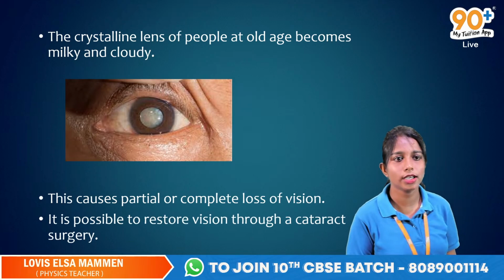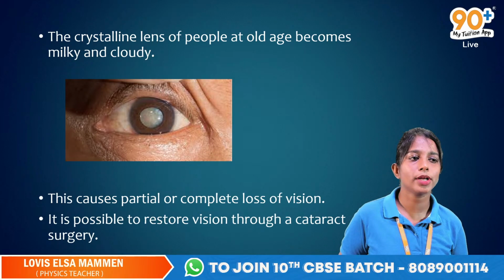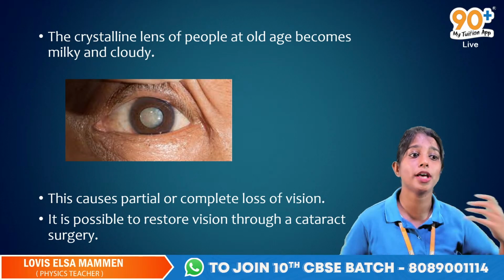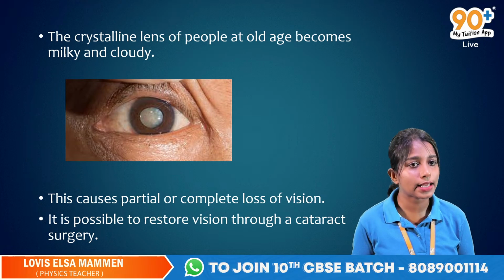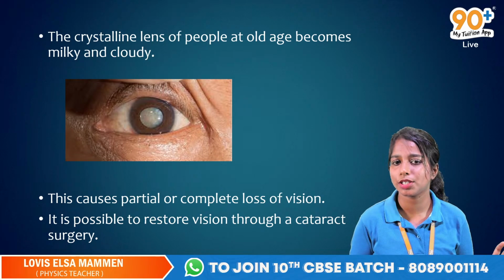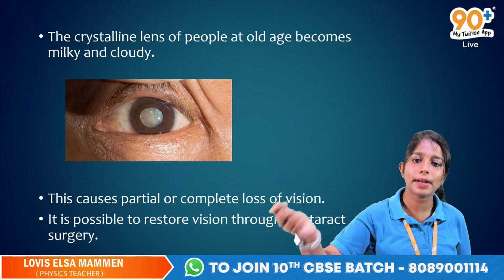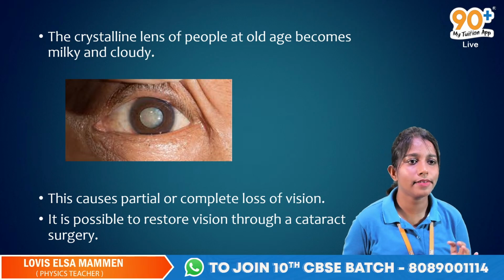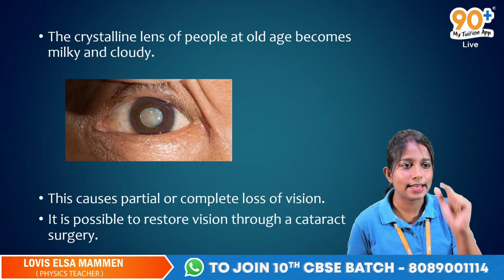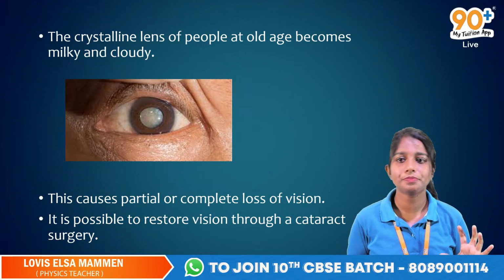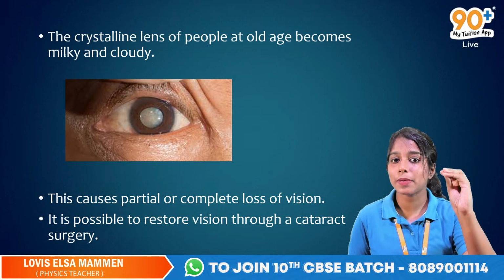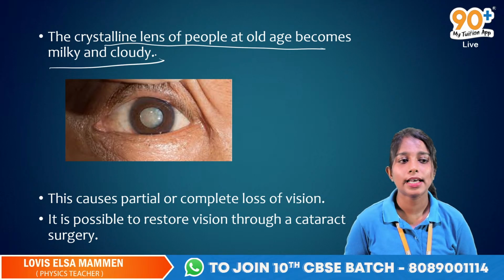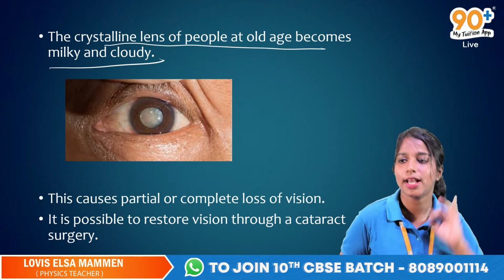Cataract surgeries. So normally a person who is suffering with cataract will have complete loss of vision or partial loss of vision. Partial loss of vision and complete loss of vision can happen in cataract patients. Understood? Got it, everyone? This cataract is actually seen in old people, in which the lens becomes milky and cloudy. That is very important. It can lead to complete or partial loss of vision.